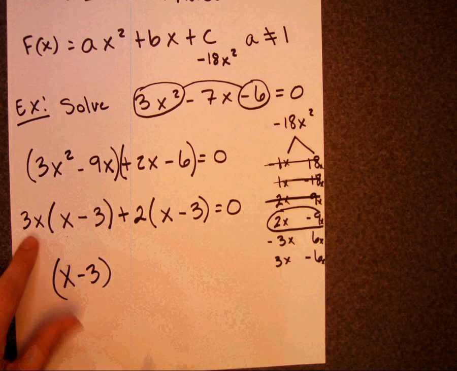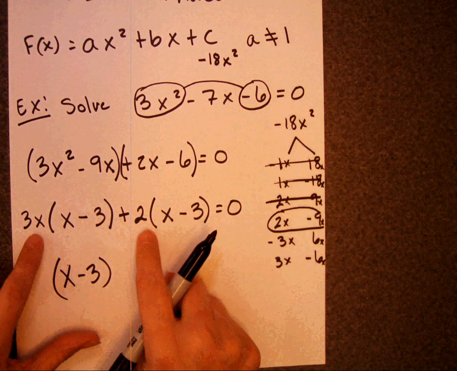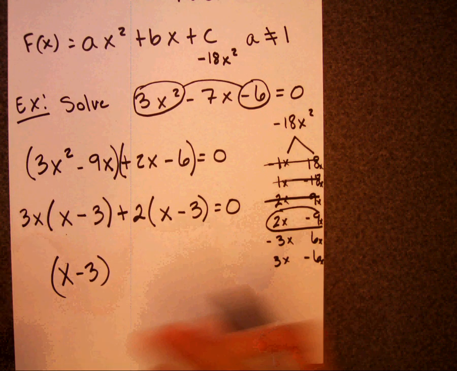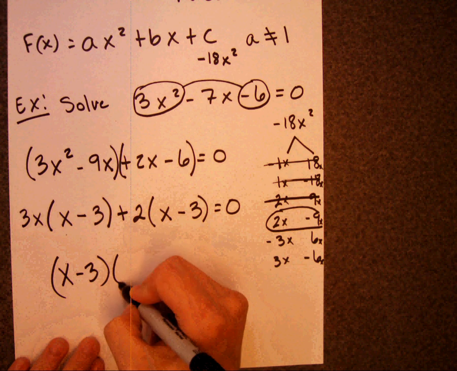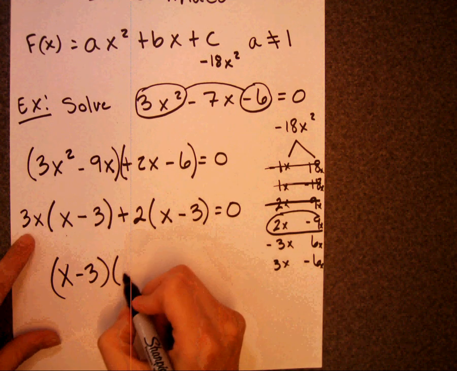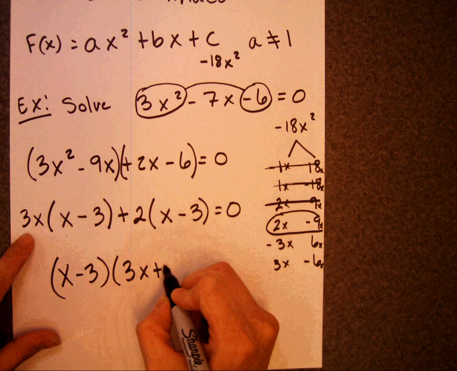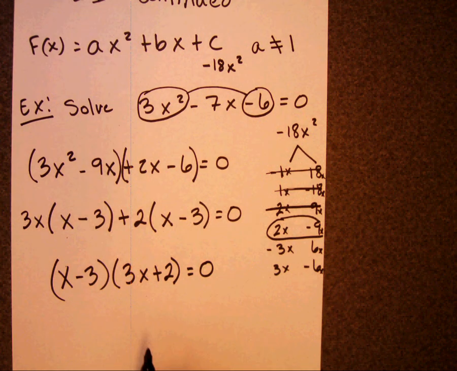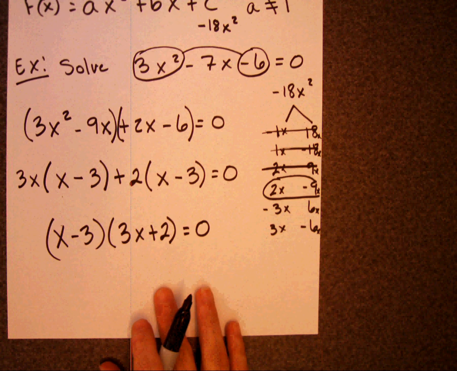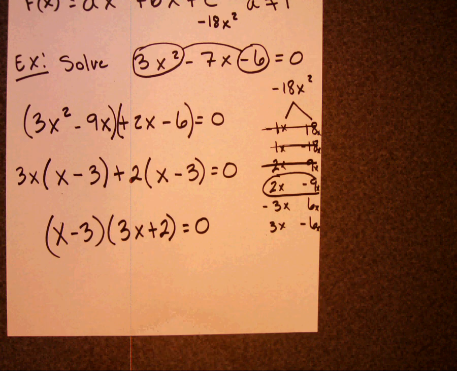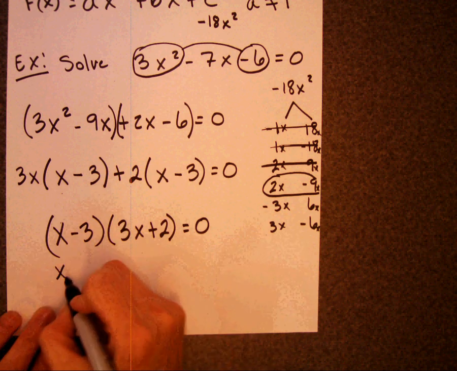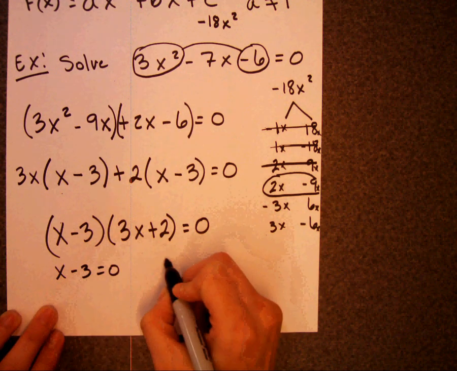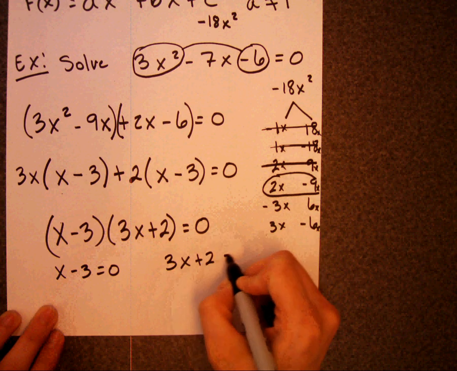What's left over, the things that we factored out, I'm going to put them together, and that will form my second factor. So I'll have 3x plus 2, and still it's equal to 0. And now I have it factored just like we did in the first video when a was equal to 1. Once I have it factored, I'll set them both individually equal to 0 and solve for x. So x minus 3 equals 0, and 3x plus 2 equals 0.